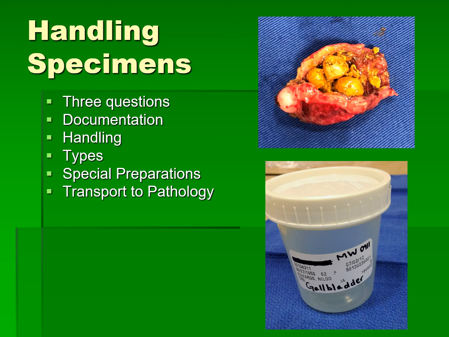During C-sections, we will oftentimes collect cord blood, and that may also have to go to the cord blood bank. And so there might be a special way that we have to prepare that as well.